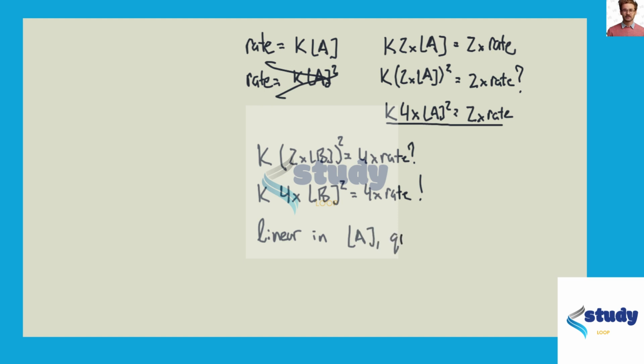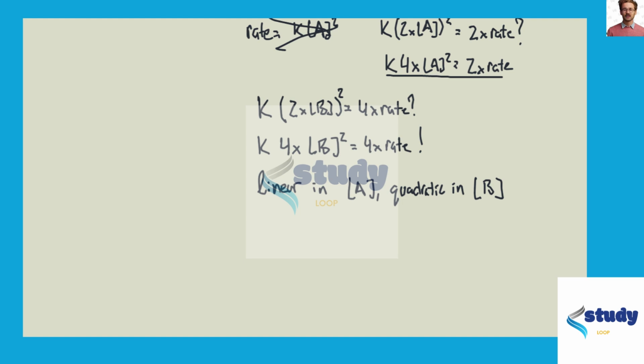and quadratic in B, or that our rate is equal to K, our rate constant, times A to the first power, which we typically would not write, times B to the second power. Or answer D.